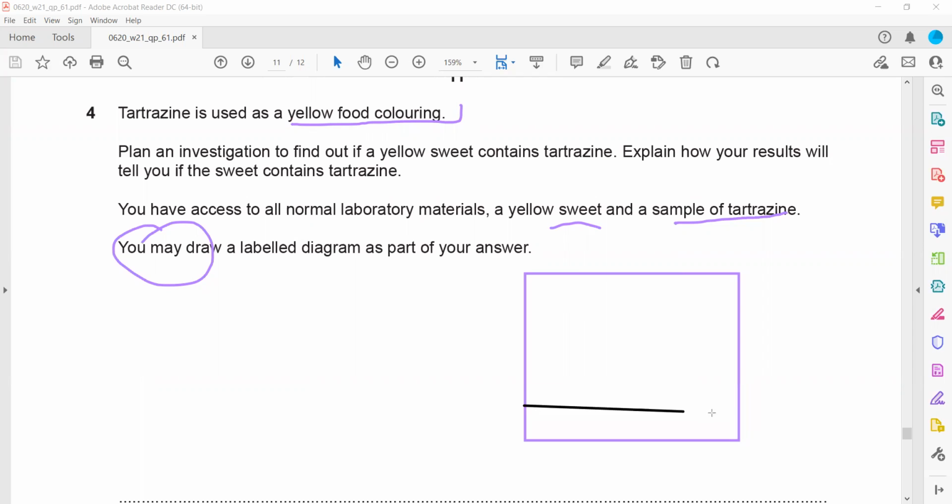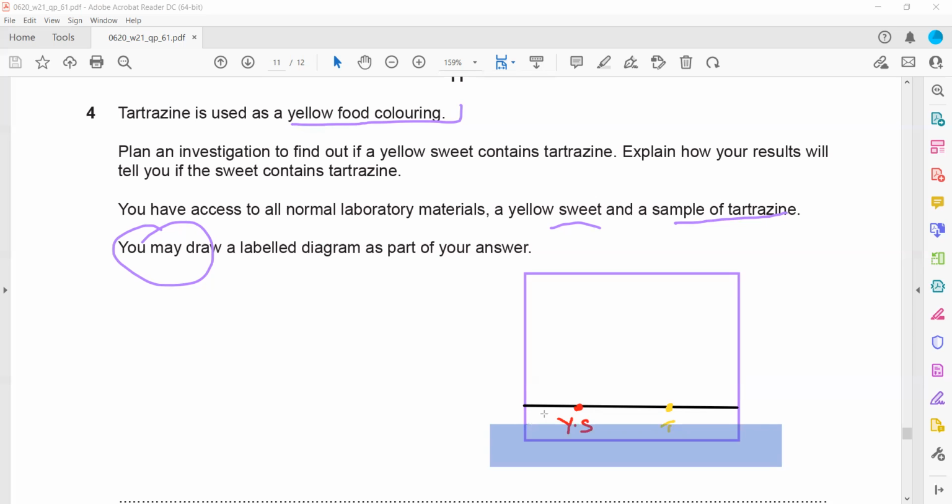We'll draw the origin with pencil, and then we will place a sample of the yellow sweet. I'm writing YS, yellow sweet, and a sample of tartrazine, that is T. Then we'll use a suitable solvent. As they did not mention it is insoluble in water, you can use water as a solvent. Unless the question mentions it is insoluble in water, then you will use alcohol. We'll dip this chromatogram in a suitable solvent.